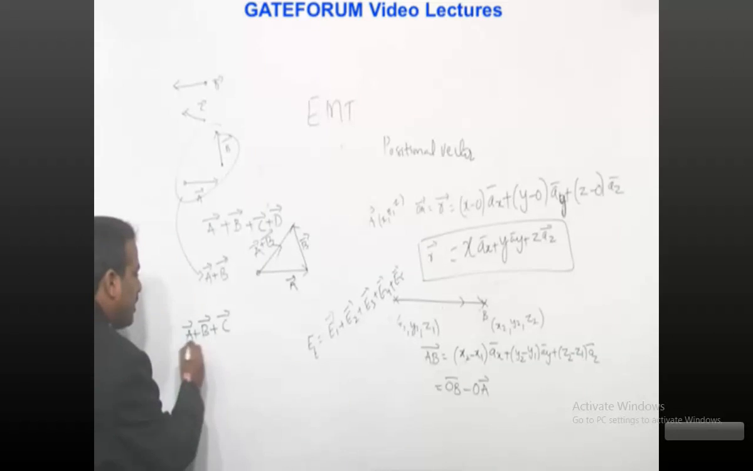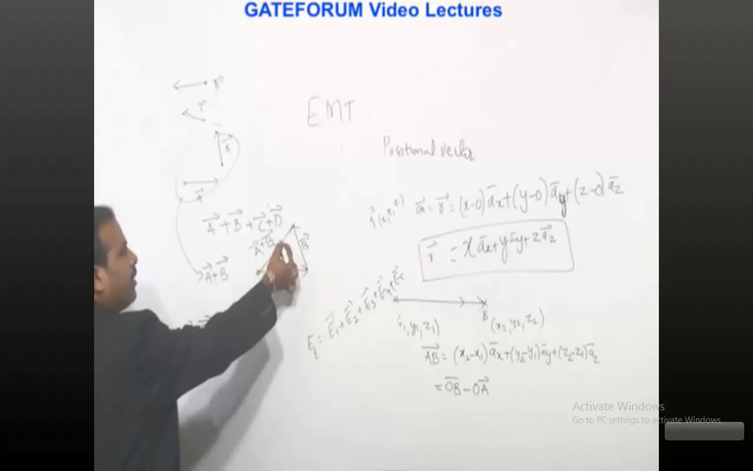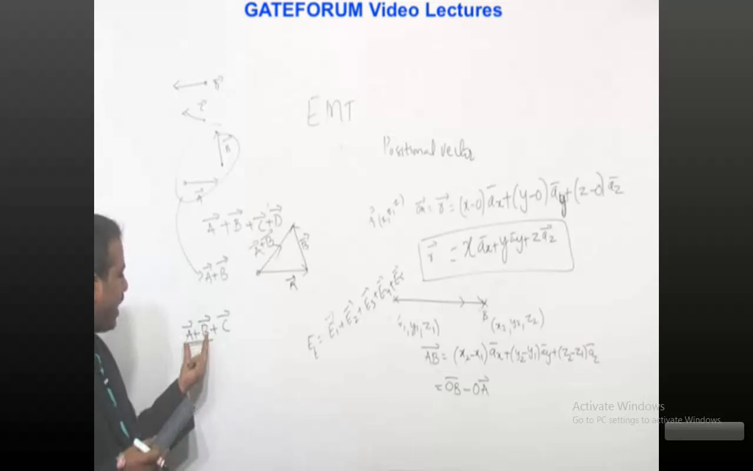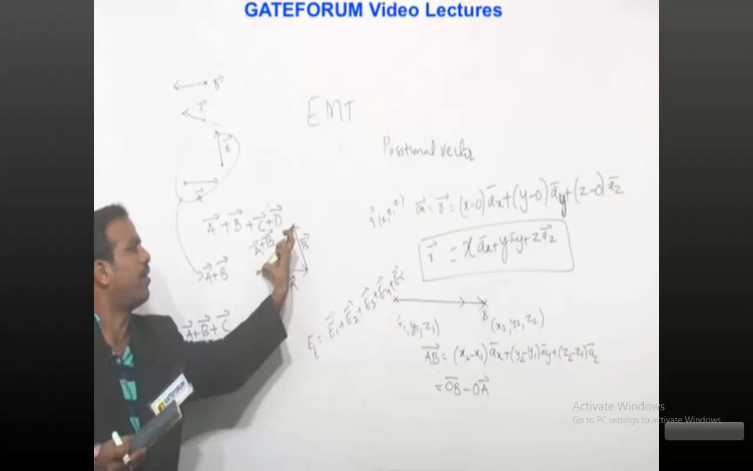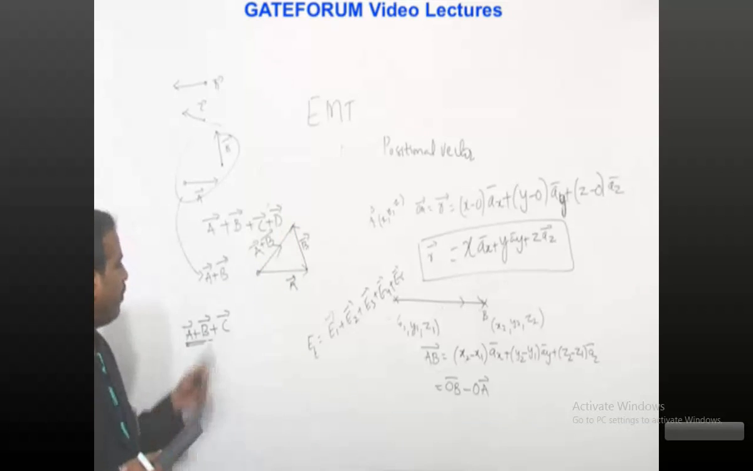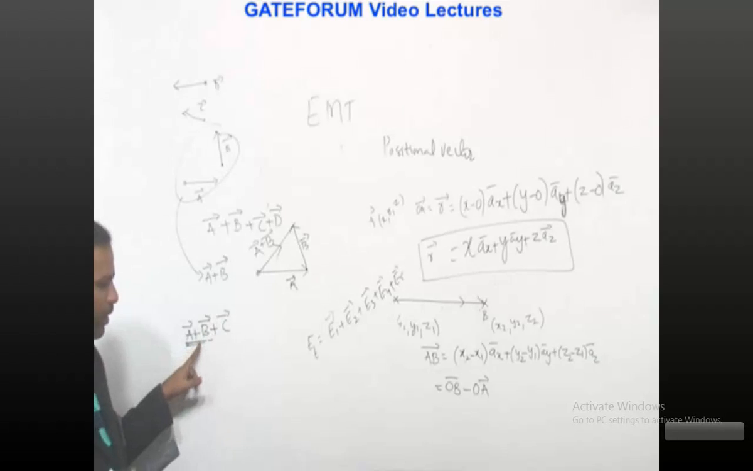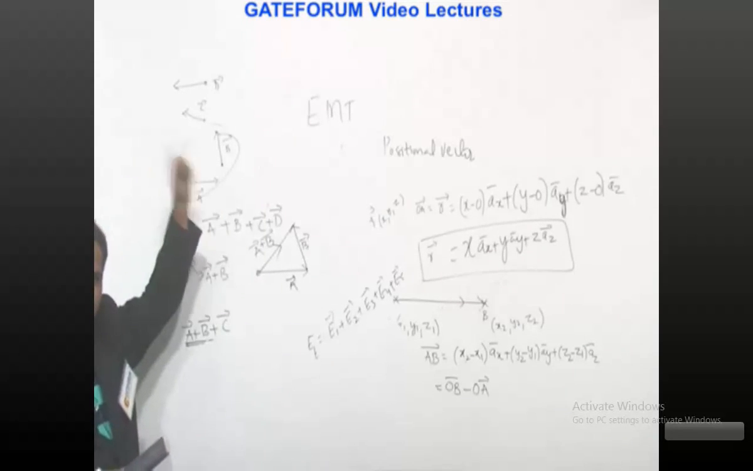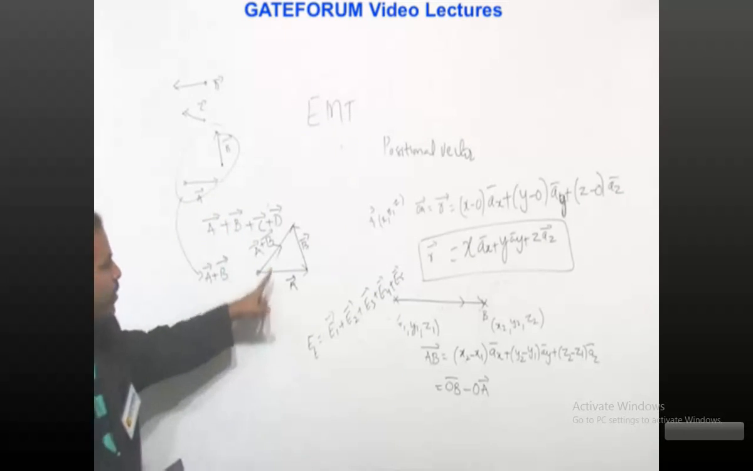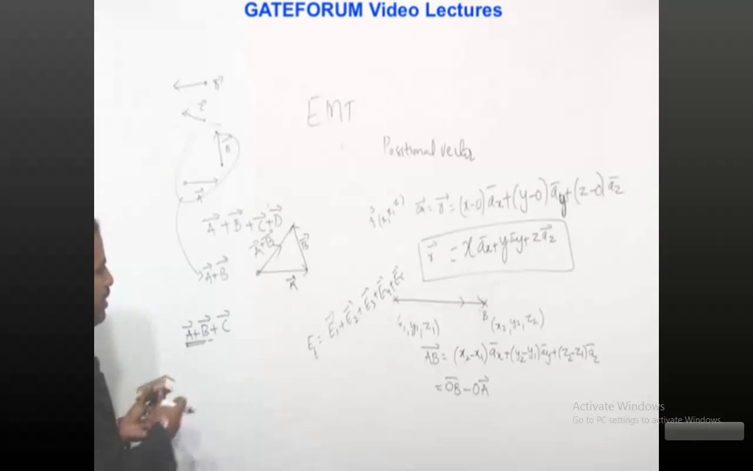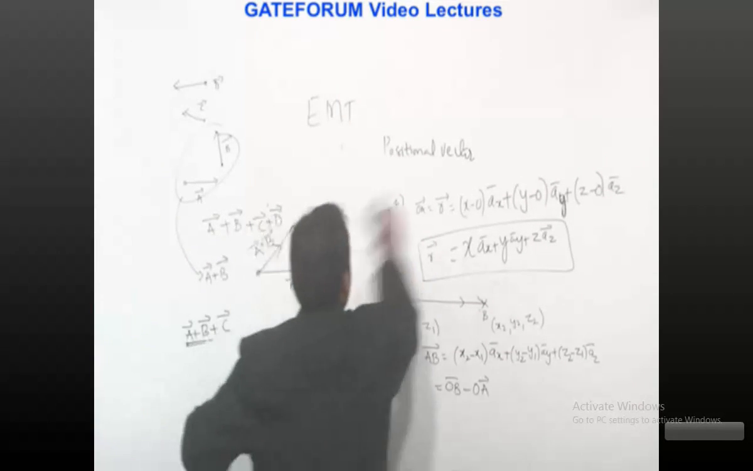Just now I got the result of A bar plus B bar, which is this. Now I am taking this A bar plus B bar as a single vector. Now I am moving C bar parallel to itself to the tip of A bar plus B bar and joining the starting and ending points using the same procedure. I'll now get the sum of these three vectors, A bar plus B bar plus C bar. So let's see how I'm doing that.